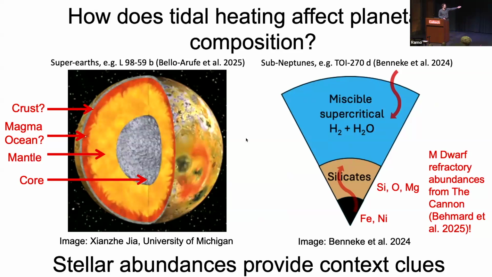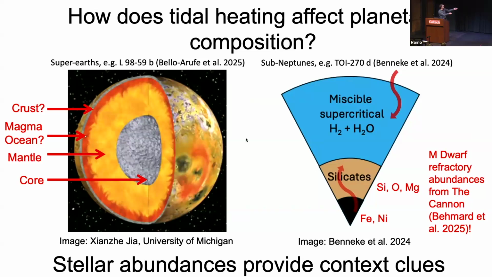And we were able to use really precise M-dwarf refractory abundances from the Canon, which Ida Bamar gave a great talk about on Monday, to measure the iron, nickel, silicon, oxygen, and magnesium abundances in the planet, which are all overlapping with Earth-like composition, to say this planet likely has an Earth-like core-mantle composition, and therefore the outgassing rates may be similar to in our own solar system.